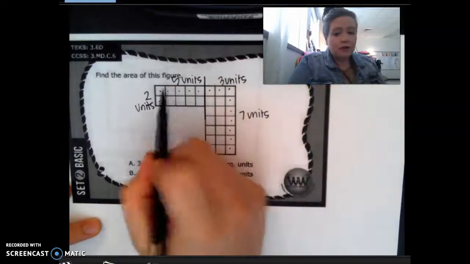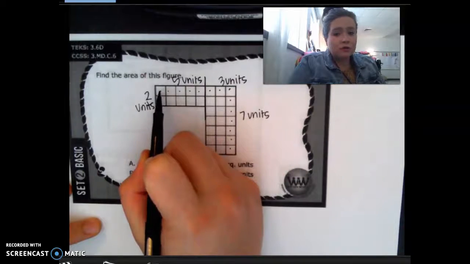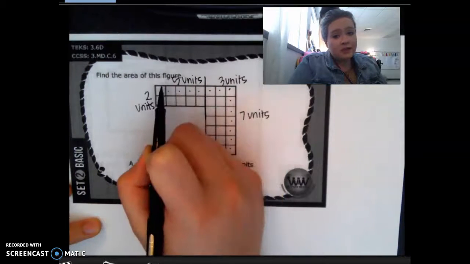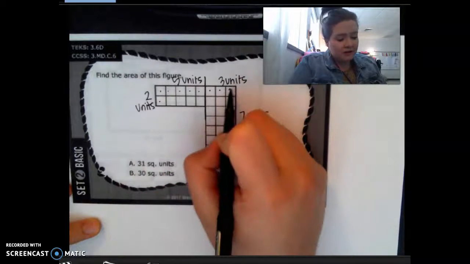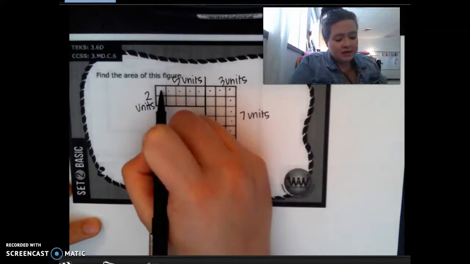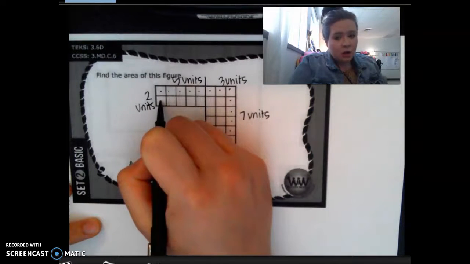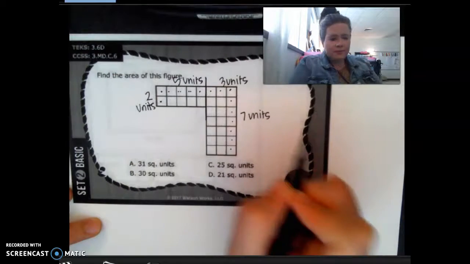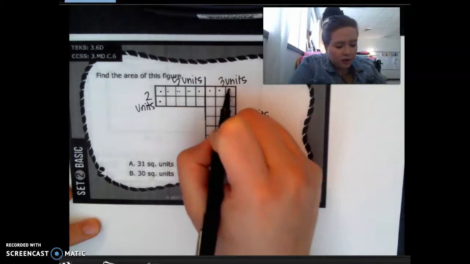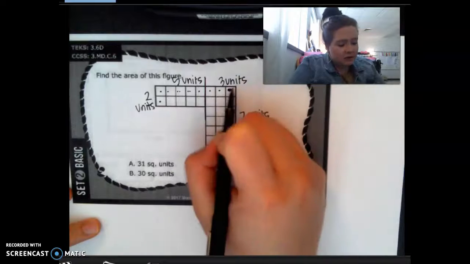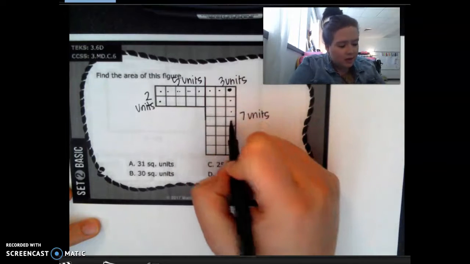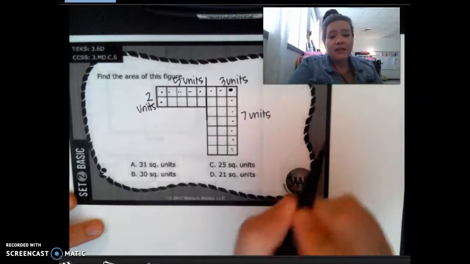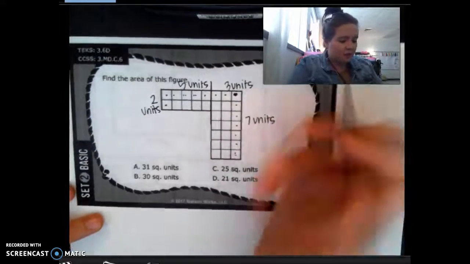Okay, don't forget your corner one counts for your length and your width. So you have to count your corner one 2 times. So this counted for 1 here, 1, 2, and it also counts for 1, 2, 3, 4, 5. All right? This one counts for 1, 2, 3, but it also counts for 1, 2, 3, 4, 5, 6, 7. Okay, that's really, really important that we remember that, okay?